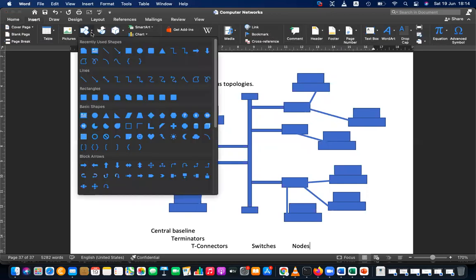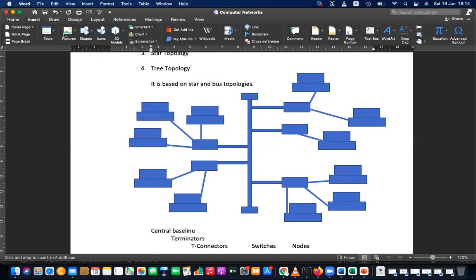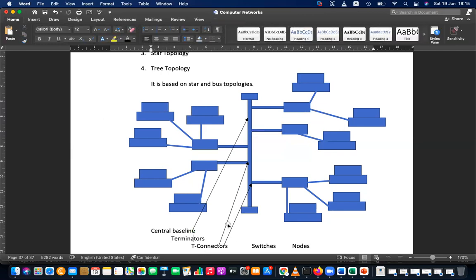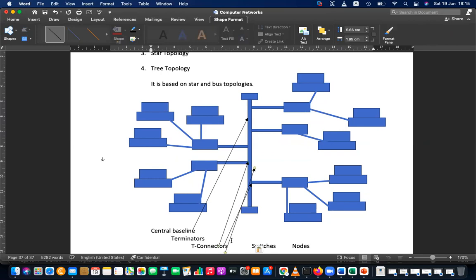Okay, please draw some arrows to indicate that T connectors are in the junctions. The central baseline cable is this one. Terminators are at the end, you can see those at the end. There are two terminators basically.